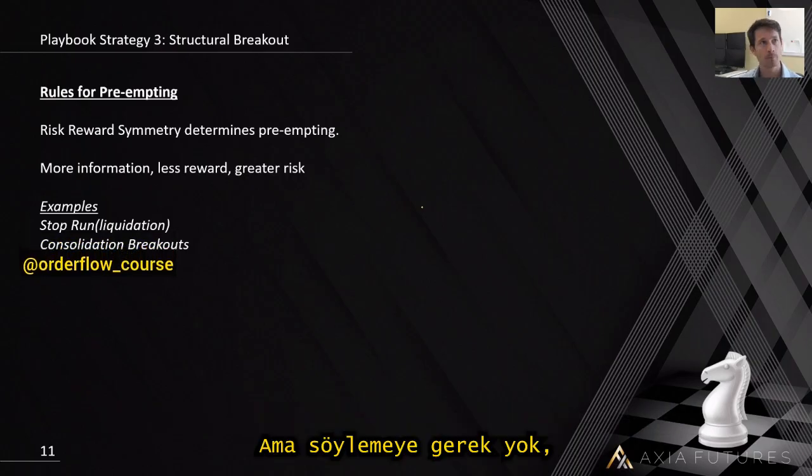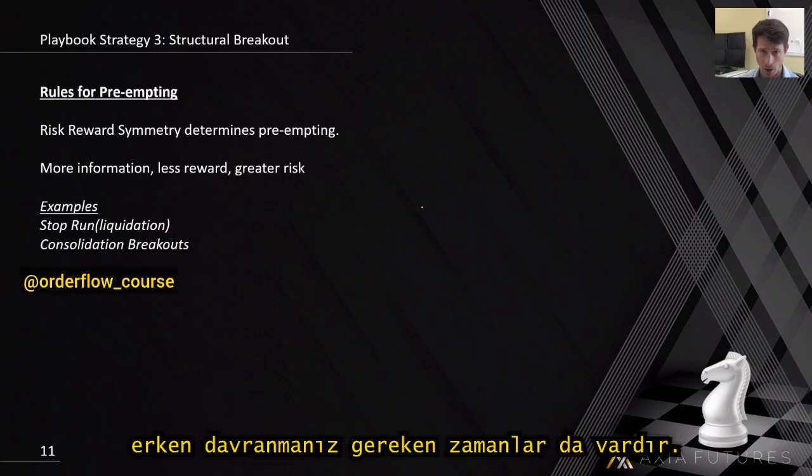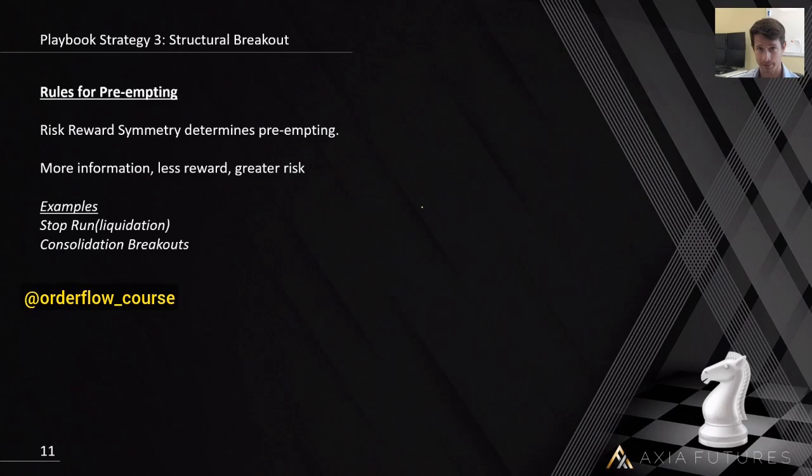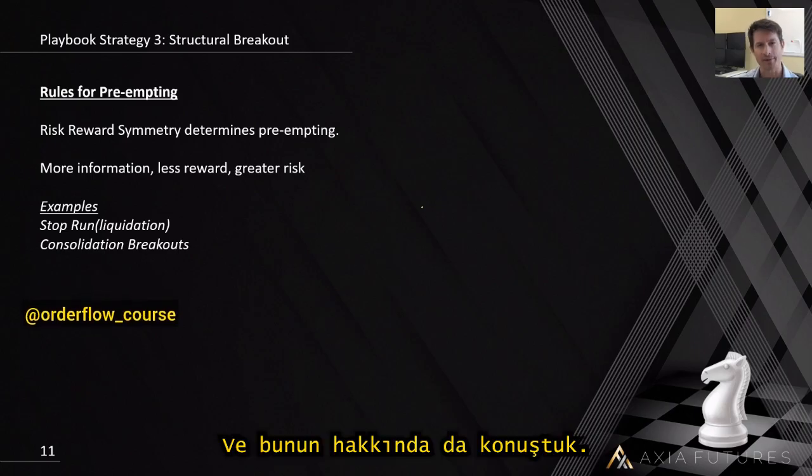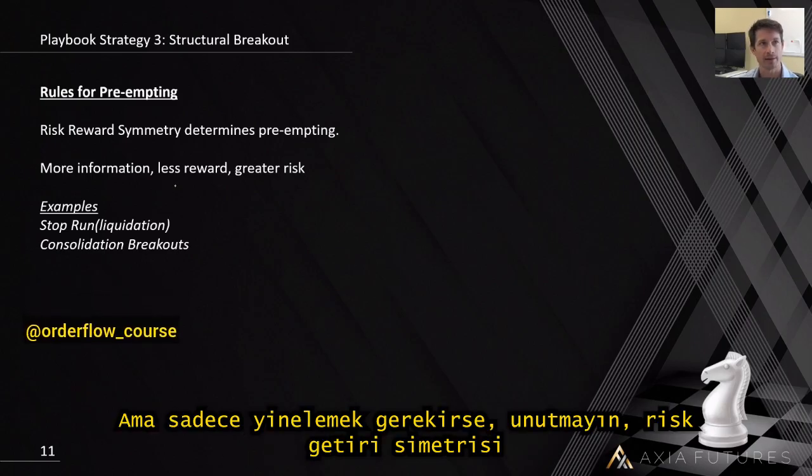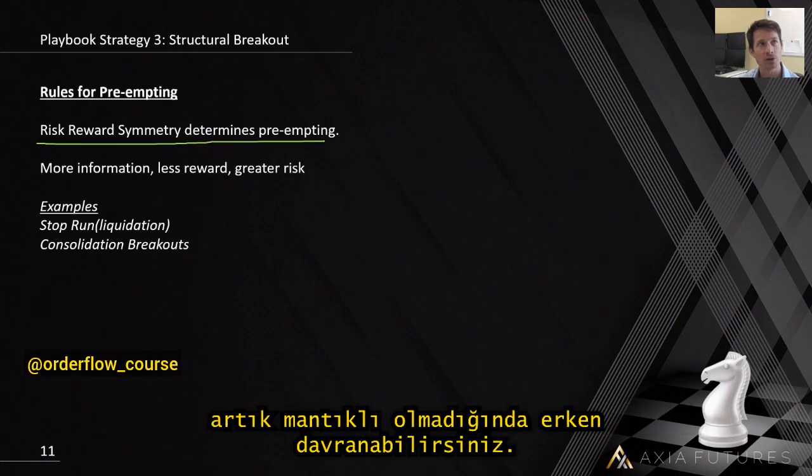But it goes without saying that there are times where you have to preempt. And we've also spoken about this already, but just to reiterate, remember, you can preempt when the risk-reward symmetry no longer makes sense.